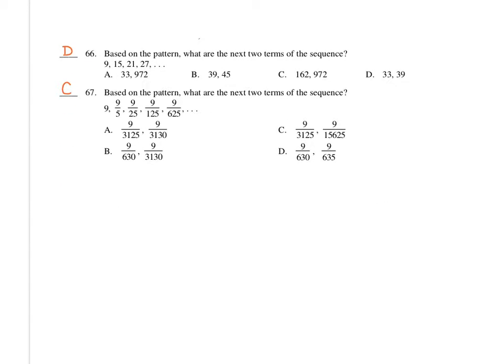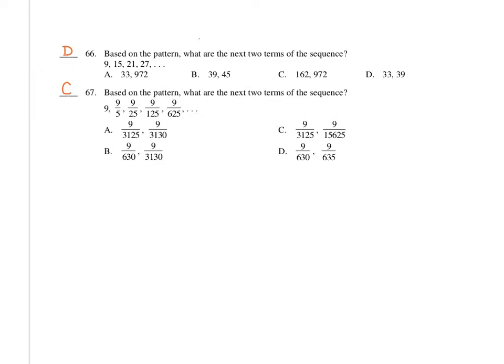66 and 67 were yours. So this is the deductive reasoning and inductive reasoning. This is the pattern. 66, you went from 9 to 15, 15 to 21, 21 to 27. So what's happening each time there? Adding 6. So just add 6 to 27, get 33. Add 6 to that, you get 39.